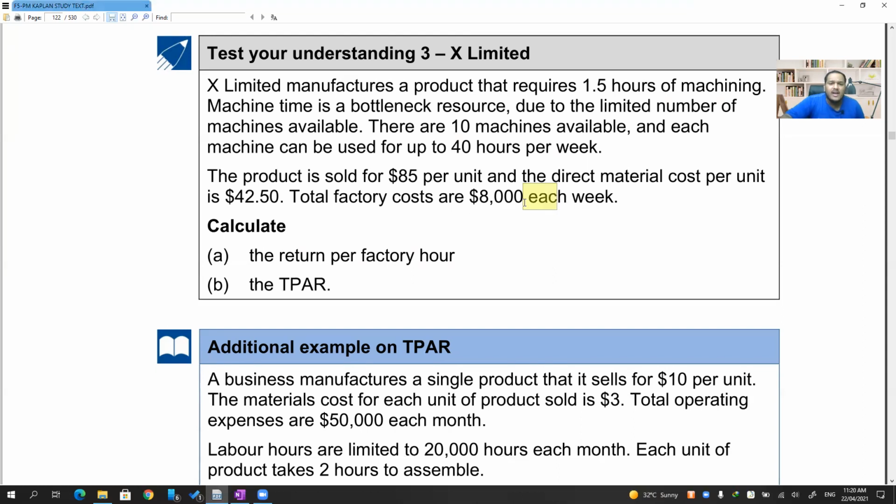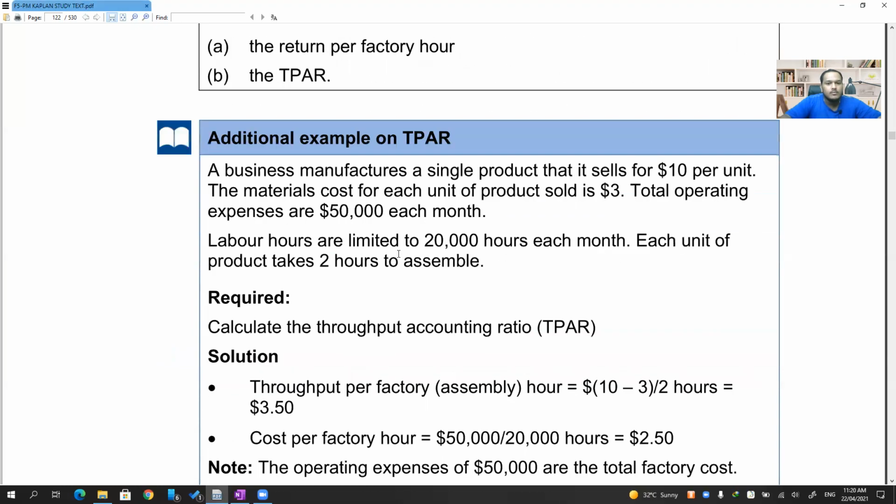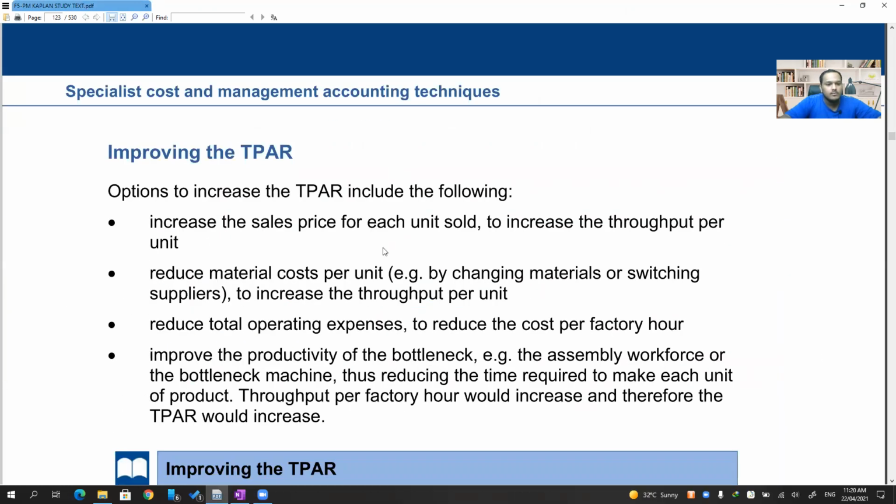Then what is the cost per factory hour? Total factory costs are 8,000 each week. What is the total number of hours? 10 machines into 40 hours, so 10 into 40 is 400. 8,000 divided by 400 is 20. So 28.33 divided by 20 is 1.4165 something, 1.42. Yes, that's the throughput accounting ratio. Is it clear, everybody? Guys, everybody confirm, is it clear?